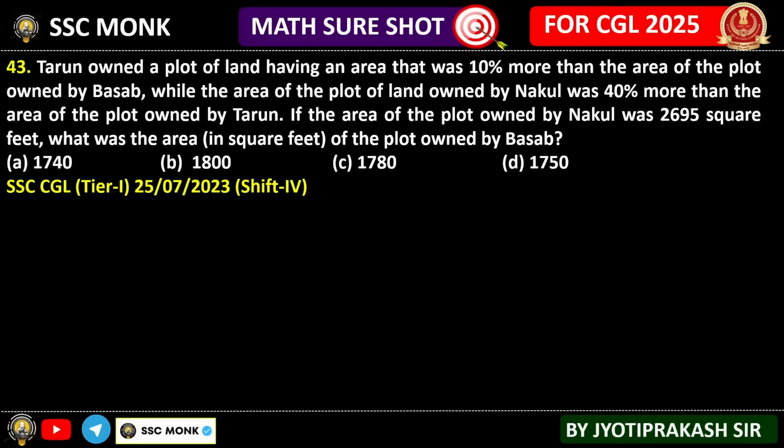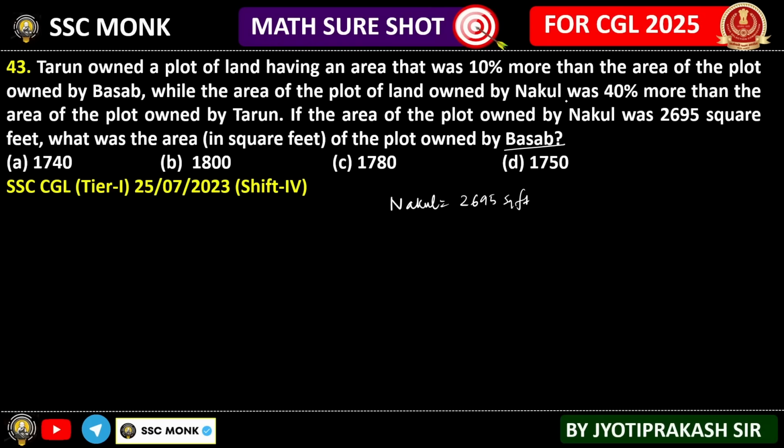While the area of the plot of land owned by Nakul was 40% more than the area of the plot owned by Tarun, if the area of the plot owned by Nakul was 2695 square feet, what is the area of the plot owned by Basap?